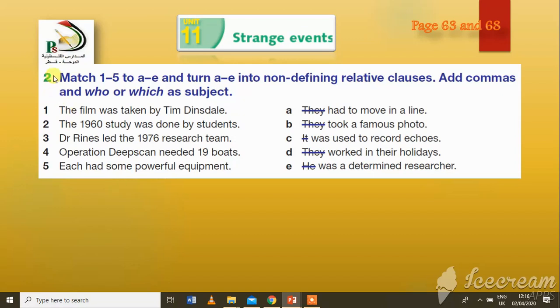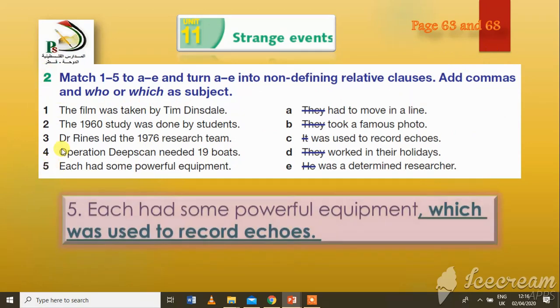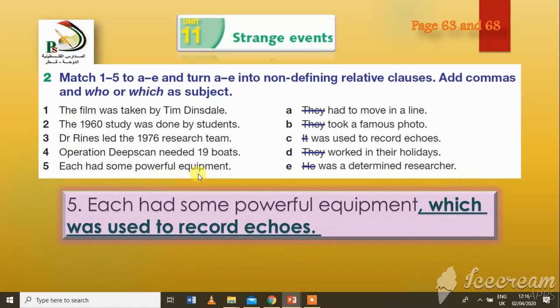Again, activity number 2: match 1 to 5 to A to E and turn A to E into non-defining relative clauses. Add commas, very, very important. And who or which, not that. I did number 5 for you. You're supposed to do the rest, 4. Each had some powerful equipment, comma, which was used to record echoes.